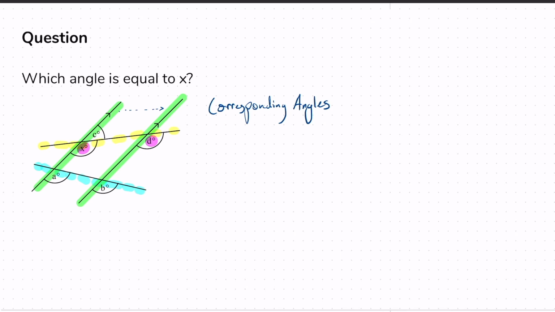X and C, well, they're supplementary angles. They add to 180 degrees. You can see them along a straight line. But X and D, right? X is equal to D because D is just like X shifted along to the right because they are corresponding angles.